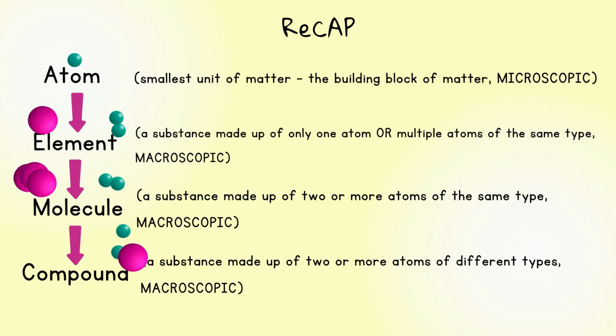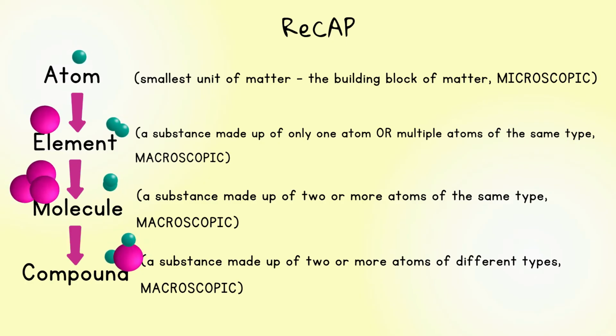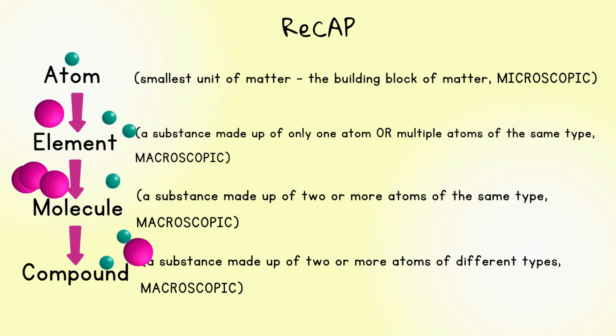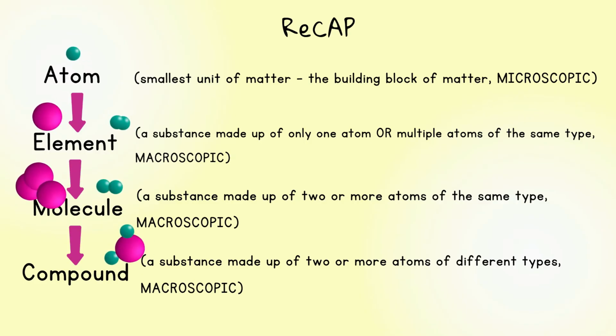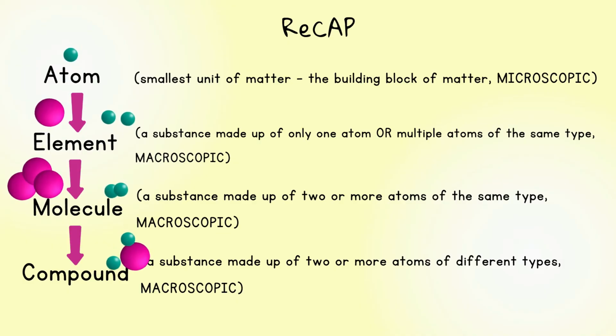Recap. An atom is the smallest unit of matter. It is the building block of matter and it is microscopic, which means that it cannot be seen with the naked eye. An element is a substance made up of only one type of atom or multiple atoms of the same type. They are macroscopic, which means that they can be seen. A molecule is a substance made up of two or more atoms of the same type. They can also be seen. A compound is a substance made up of two or more atoms of different types.